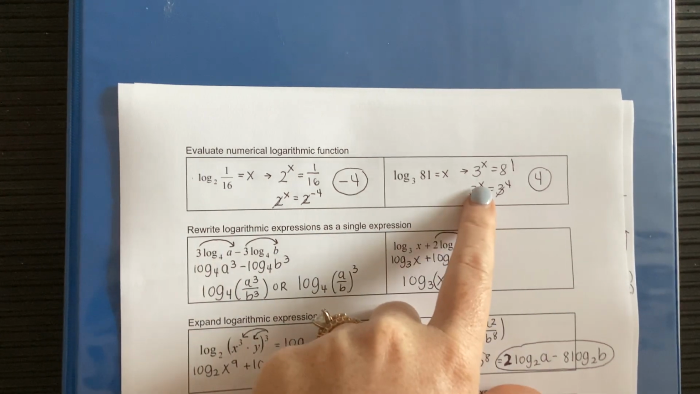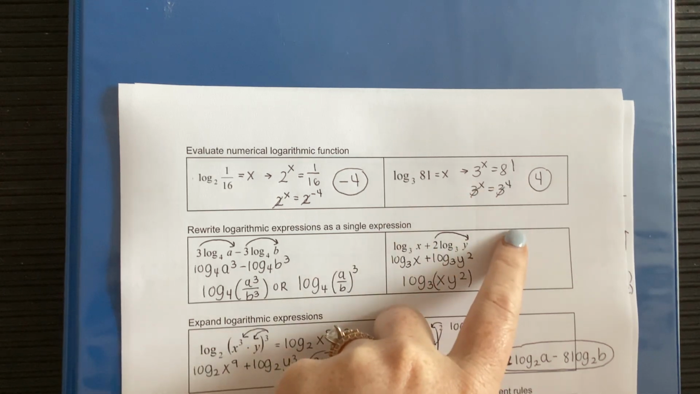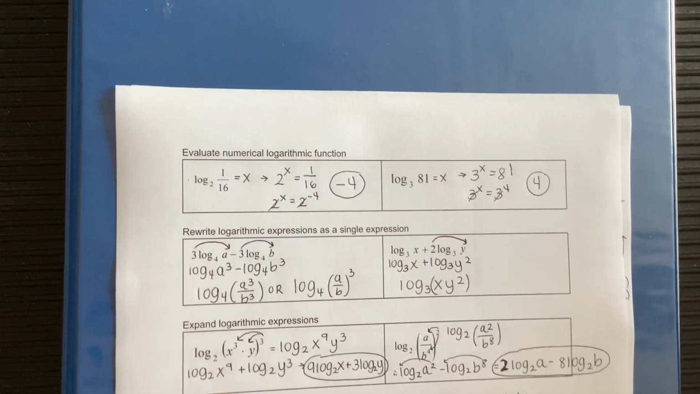If you do that on this next one, 3 raised to the x power is equal to 81. So you're thinking 3 raised to what power gives you 81? That would give you 4. So that's can you rewrite and solve.